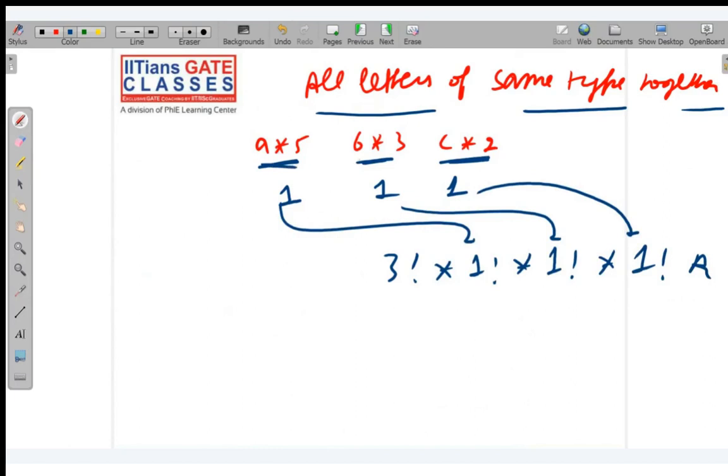So I have applied glue over everything. How many letters are there? 3. So 3 factorial ways to arrange them. And how many ways to arrange the A's? Because all are identical, 1 1 1 and so on. Please take a snapshot. I will jump to the next slide.